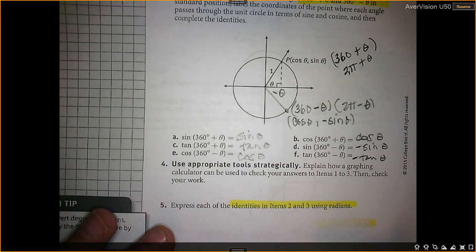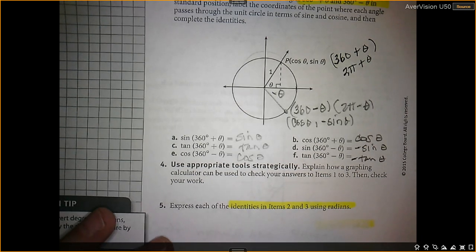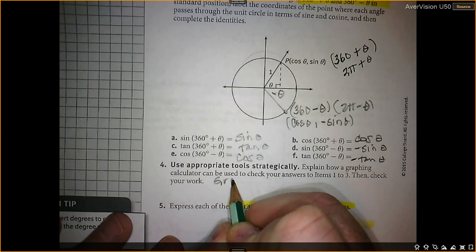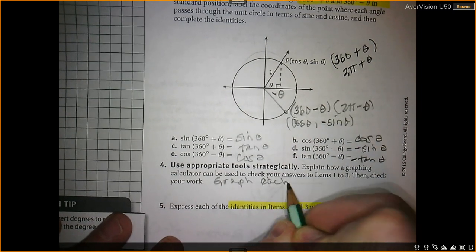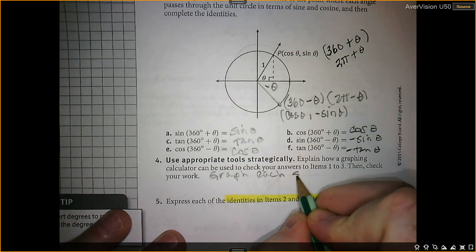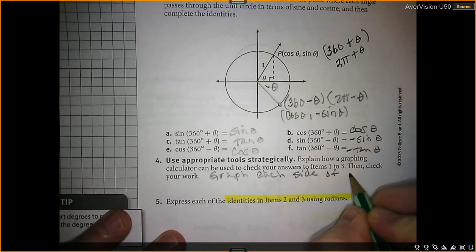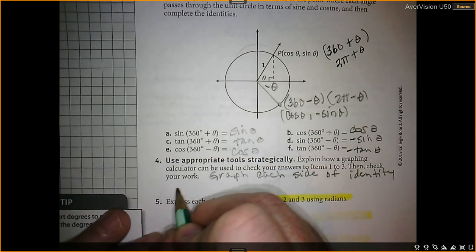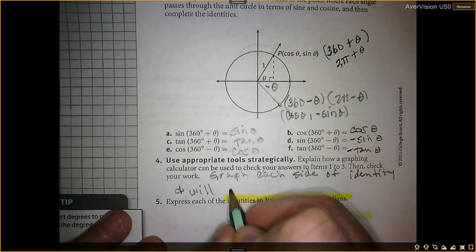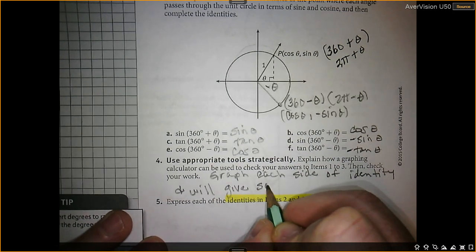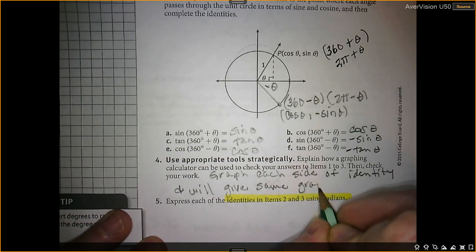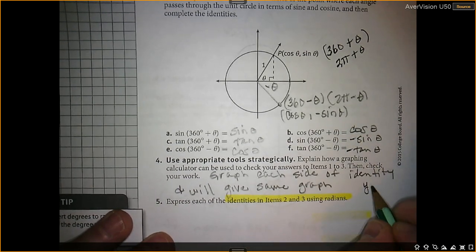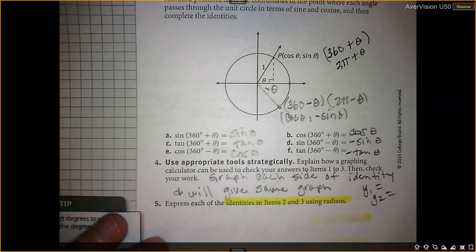Okay, so that's that. Then it says, explain how a graphing calculator can help you to check your answers. Okay, so we've done this before. You can graph, we've mentioned this before. You can graph each side of the identity and it will give you the same graph. Remember we talked about this before, like y1, put the left side, y2, put the right side, and then you'll get the same graph. That's what that's talking about.